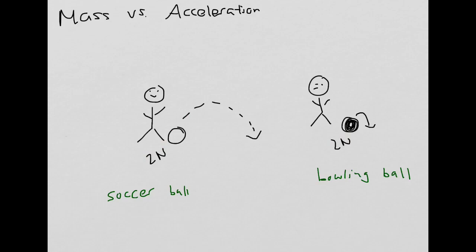So we see that the mass of the soccer ball is a lot less than the mass of the bowling ball. And the soccer ball accelerates more than the bowling ball. So we see that mass and acceleration are inversely proportional. So I can write this statement. Acceleration is inversely proportional to mass. So when mass increases, acceleration decreases. And when mass decreases, acceleration increases.